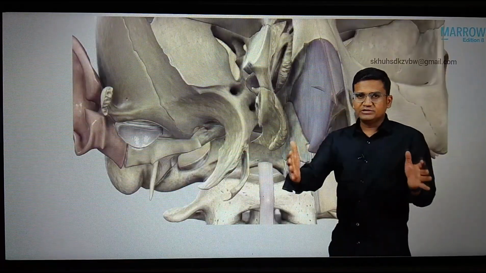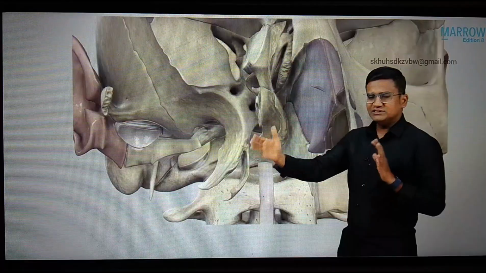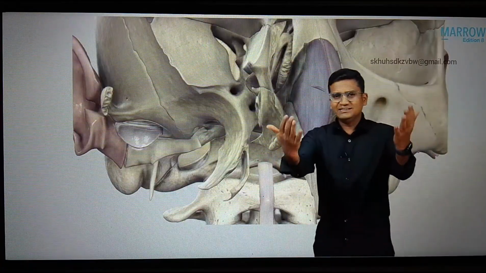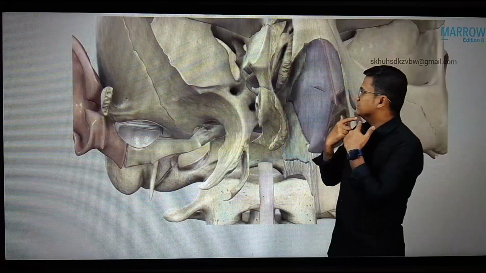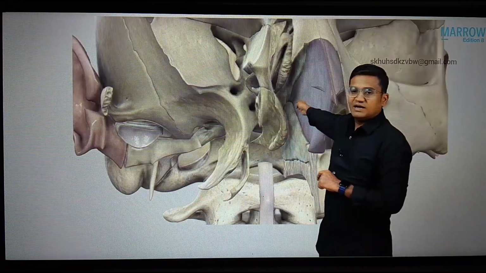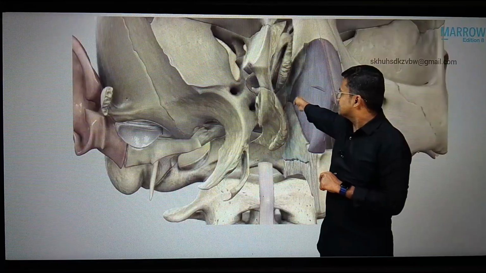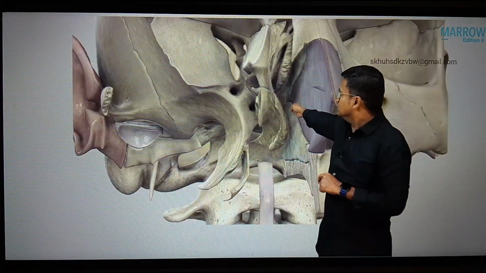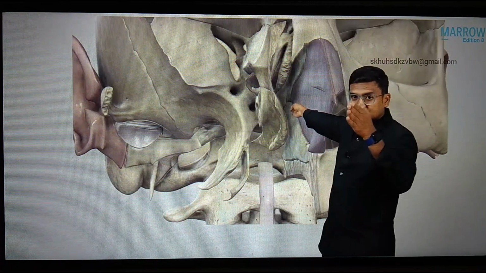First orient yourself to this image. We'll see the animation later, but before that, try to orient yourself. Now you're seeing the skull from the front view. We removed the mandible. This is the midline. Exactly in the midline, you are seeing a white structure. That white structure is our septal cartilage. Yes, it is forming the medial wall of the nose, the nasal septum.